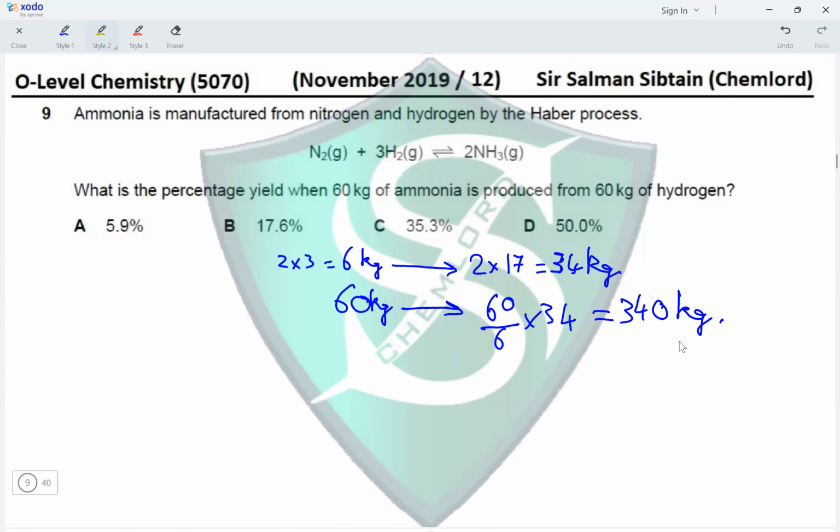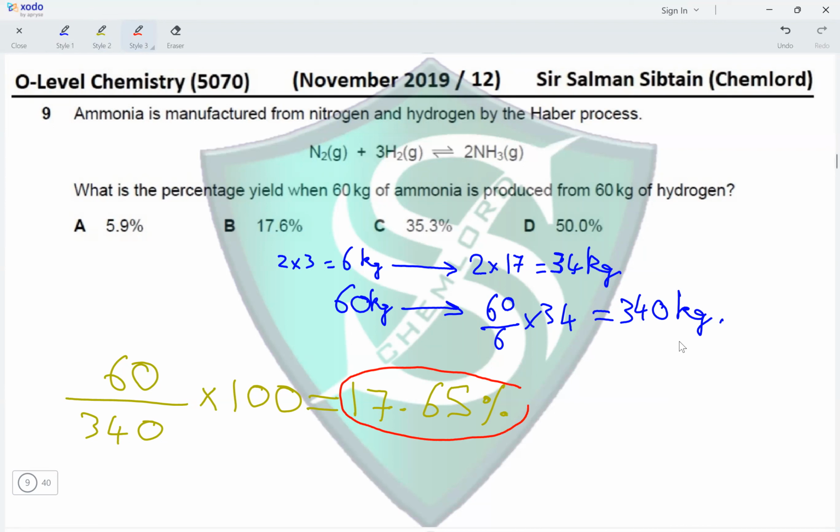Now, they've also mentioned that 60 kg of ammonia is produced and we need to find the percentage yield. So, if this reaction had gone to 100% completion, we would have had 340 kg of ammonia produced, out of which the question states 60 kg has been produced. So 60 out of 340 into 100 would give us the percentage yield of ammonia production. So this comes to a total of 17.65%. So 17.65% means that the correct option for this question is option B.